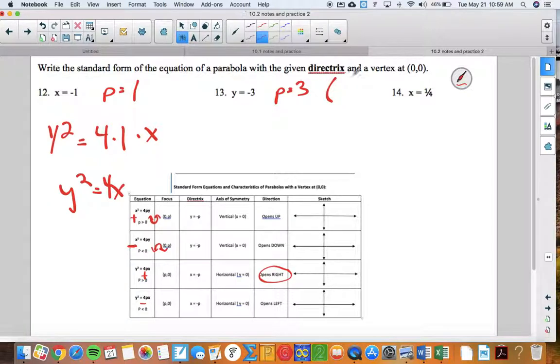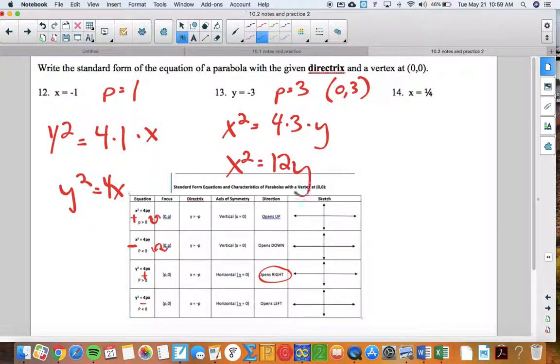That means that the focus happens at (0, 3), which means that it's got to be this one. So our p-value is always opposite of whatever the directrix value is, and then that puts us on the top row since it's positive. So we're using this equation, x squared equals 4p times y. x squared equals 4, we know p is 3, so we plug that in. So we get x squared equals 12y.